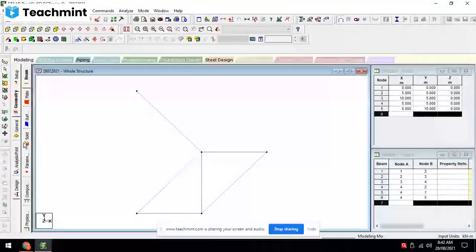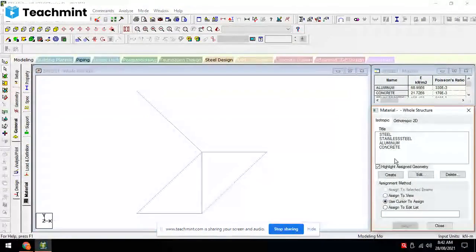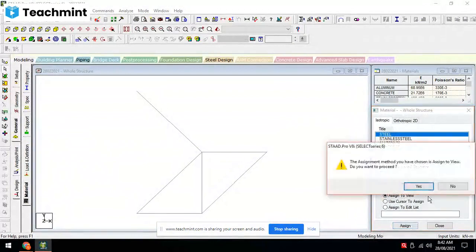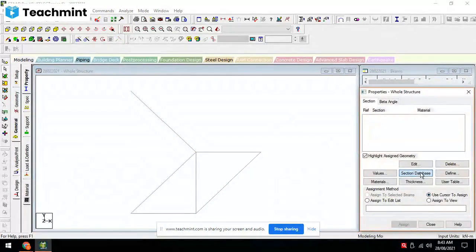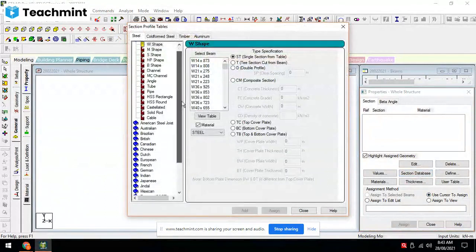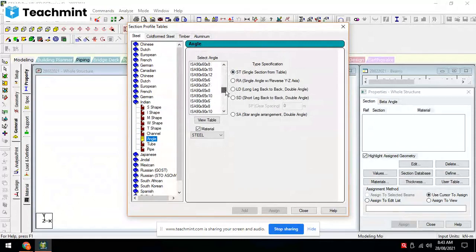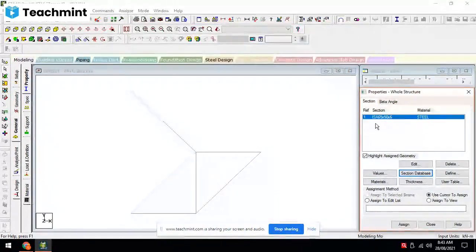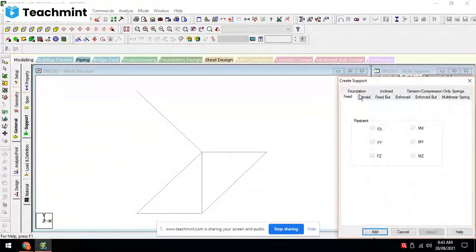Now I will assign the property. Now model is created. Material, steel, assign to view, assign, right? Then property, as you can decide the property now, because there is no area given, we are solving the simple numerical. Angle, you can take any section, it will not affect the internal forces in the member. Assign to view, assign, yes.